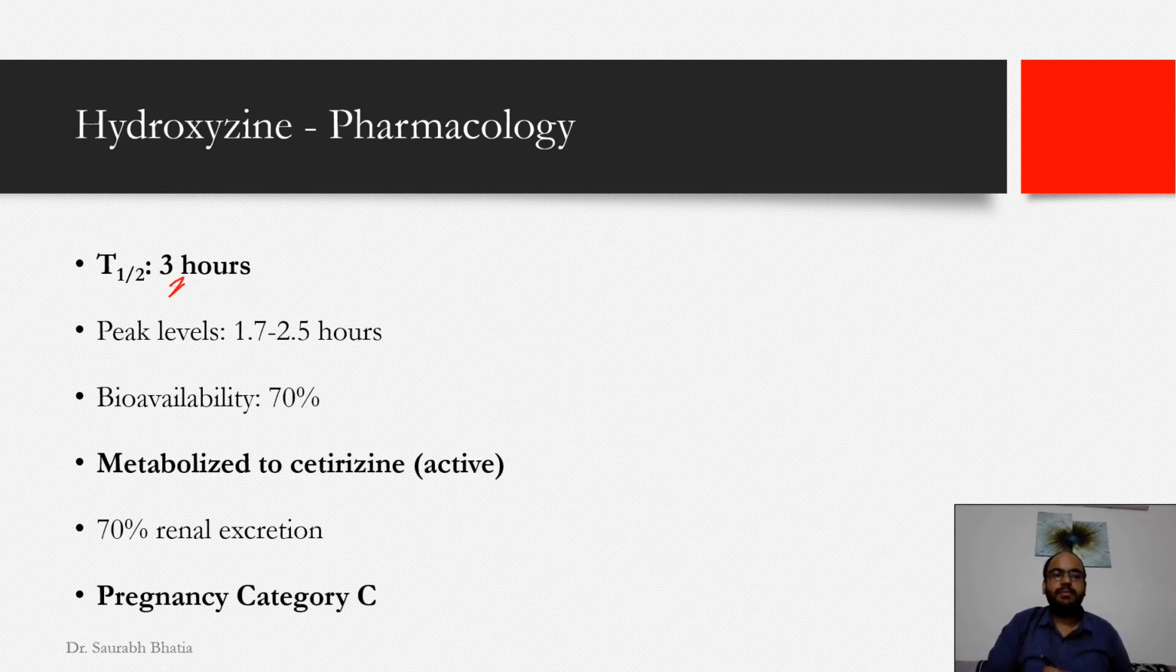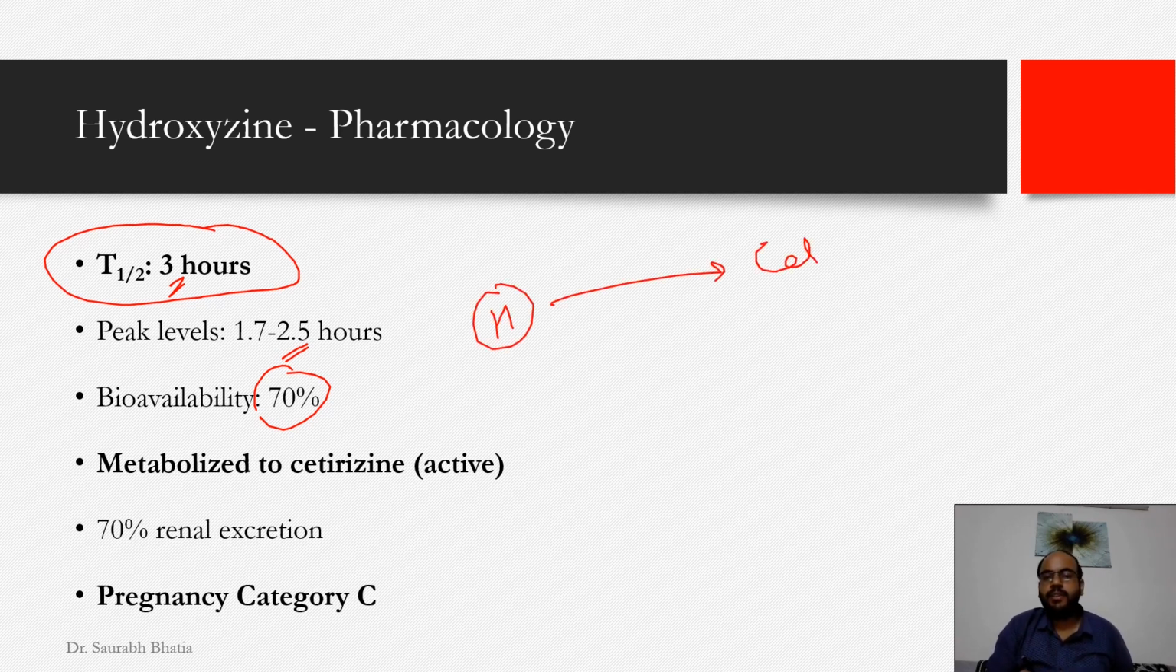Half-life is 3 hours, peak levels in about 2.5 hours, bioavailability 70%. Just remember that half-life is important, 3 hours half-life. In the body, hydroxyzine gets converted into cetirizine. So that's how it works. The first generation antihistamine is converted into a second generation antihistamine inside the body.